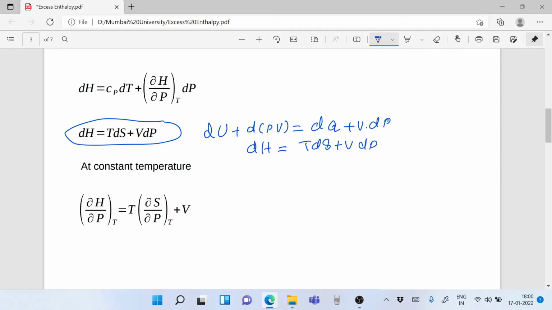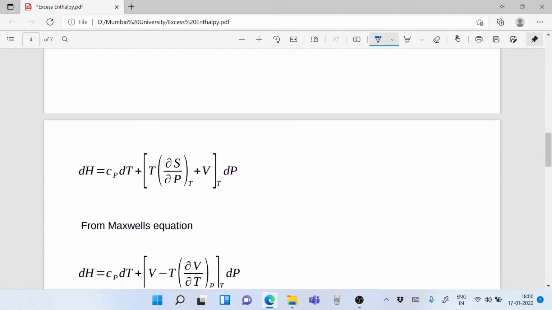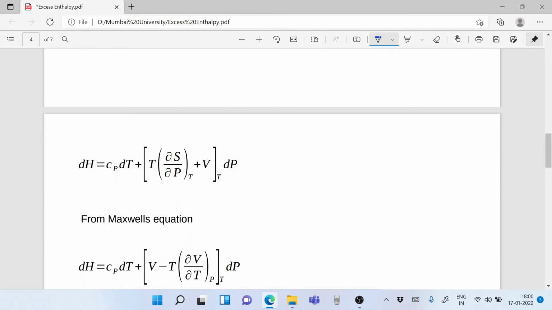Now this comes from the first law. Now if I take the temperature constant, then I can divide this entire equation by dP and take the partial differential and write it as dou H by dou P at T is equal to T dou S by dou P at T plus V. And replace this in our equation for dH, and finally we get Cp dT plus T dou S by dou P at T plus V dP.